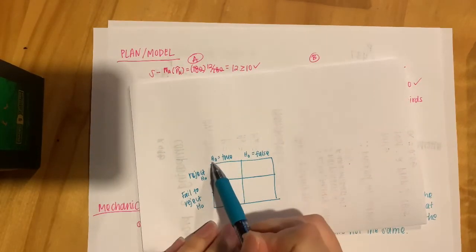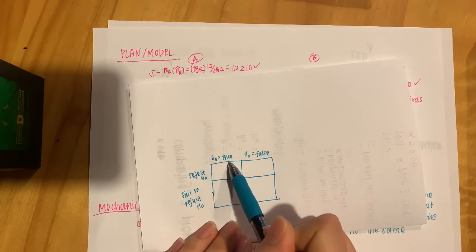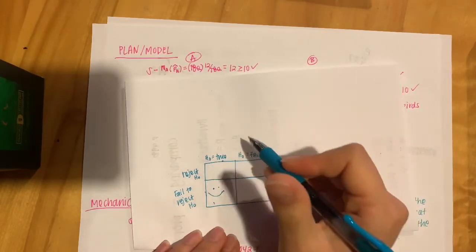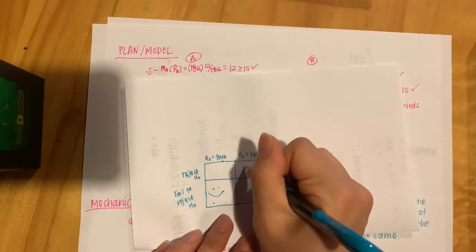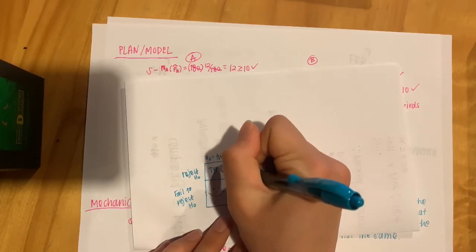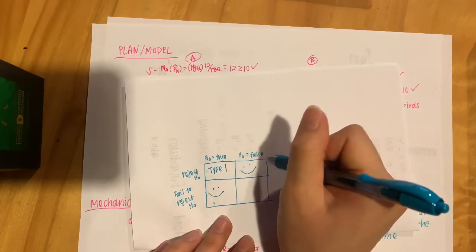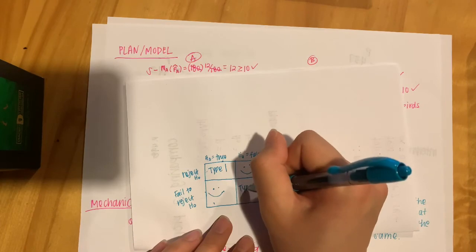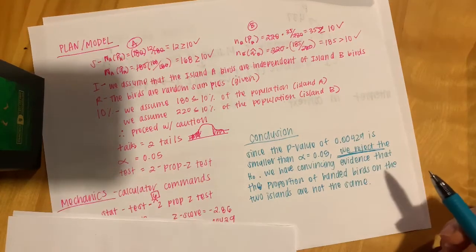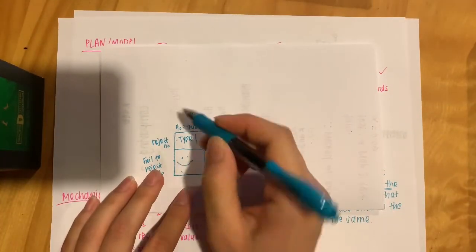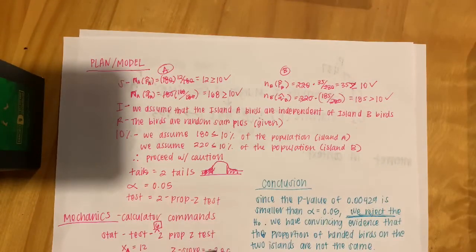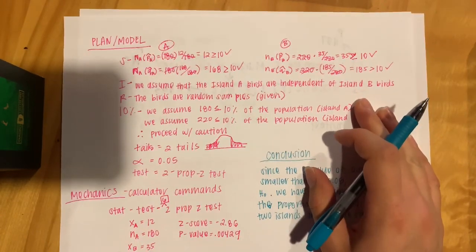So if the null hypothesis is true, we would fail to reject. So this one is the happy face. And if it's false, we would reject it. So this one's the happy face. If it's true and we reject it, that is a type 1 error. And if it's false and we fail to reject it, that's going to be a type 2. In this case, since we rejected, if we had made a mistake somewhere, it would be a type 1 error. And that's going to be the end of our sample proportions video.